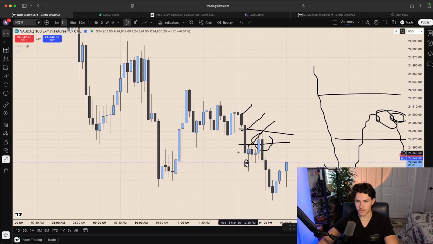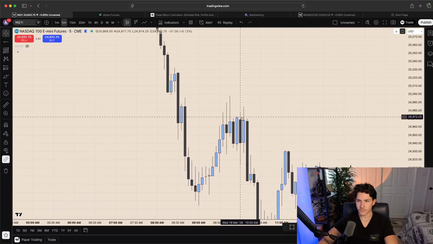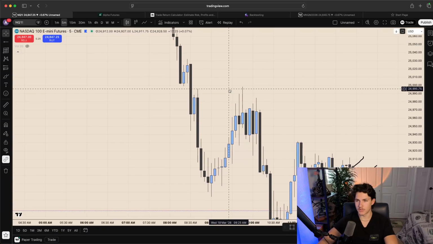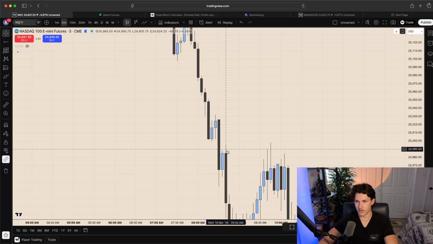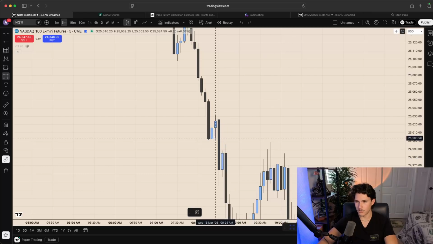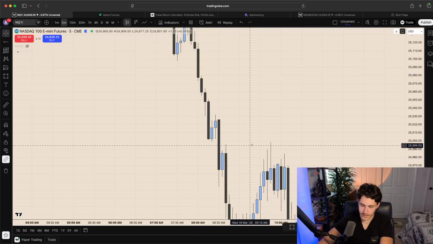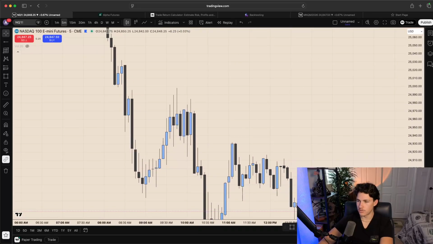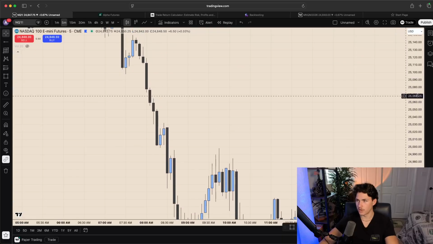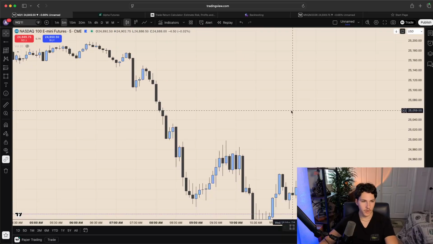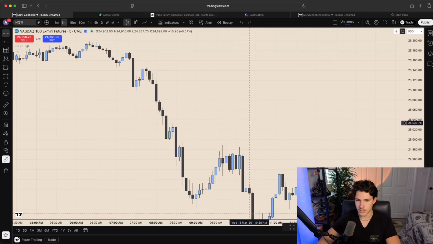That's not just a one-off fluke. You can see this happen countless times. You can see even right here. Look at that little wick right there into that gap. Bam, push down. These are things that you're going to use in confluence with reading market structure to identify what price is going to do, because it is all one big skill.